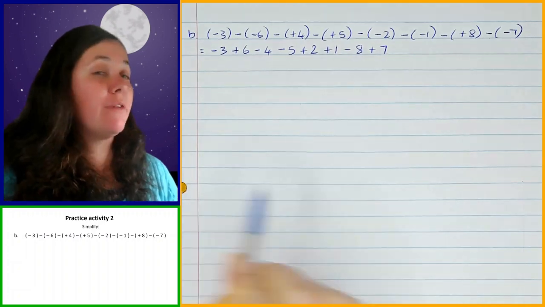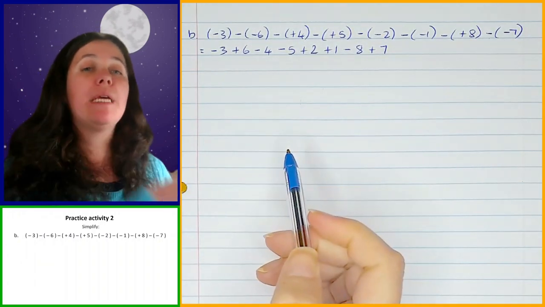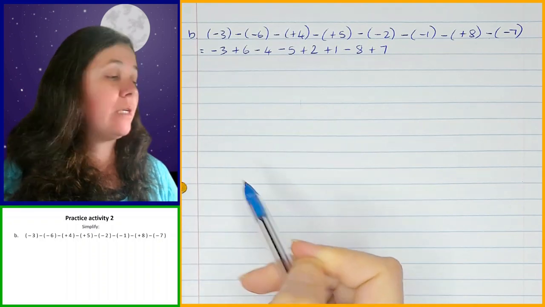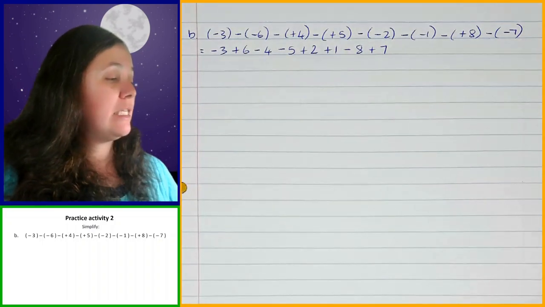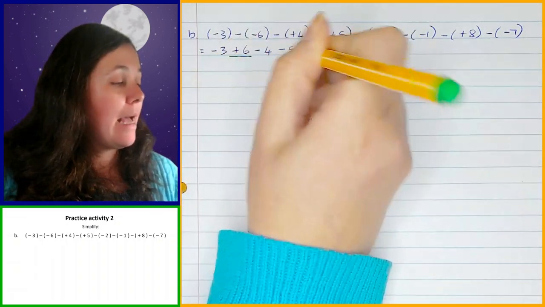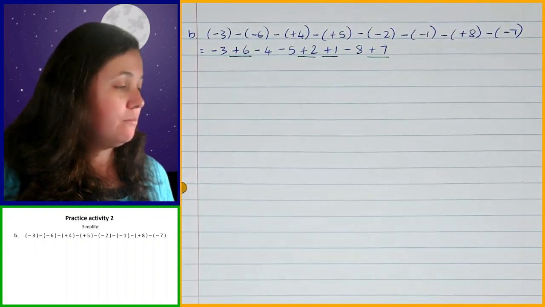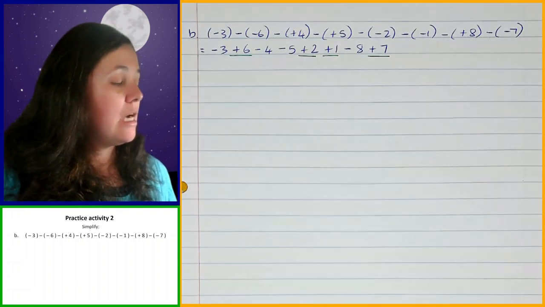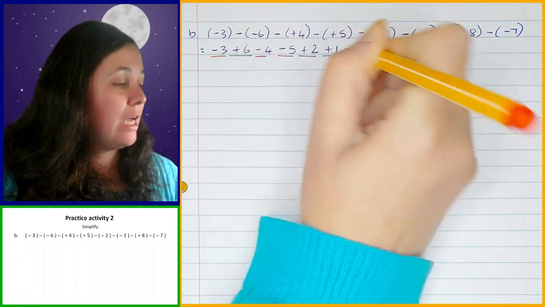Okay, so now we've got rid of all of our brackets. Now we can go and move things around. So long as we're keeping the signs with the numbers, we can move things around to make it a little bit easier for ourselves. Okay, so first I'm going to identify all of my positives. So I've got positive 6 and positive 2 and positive 1 and positive 7. And then all of my negatives, I've got negative 3 and negative 4 and negative 5 and negative 8.